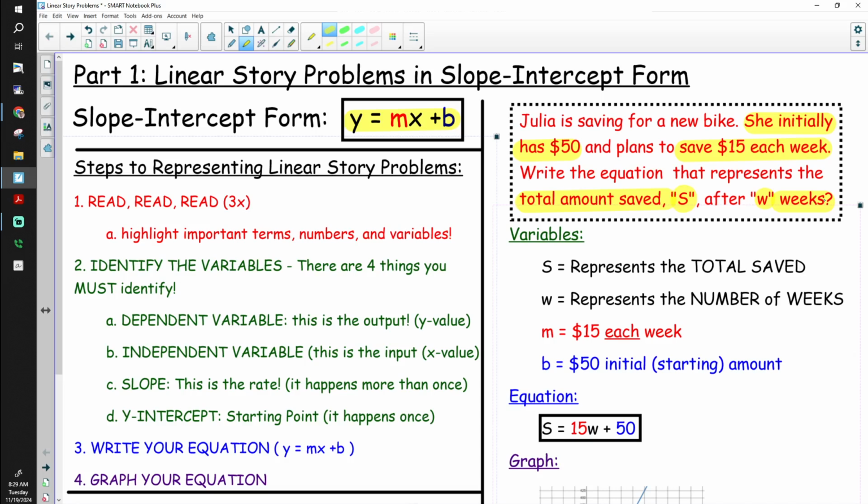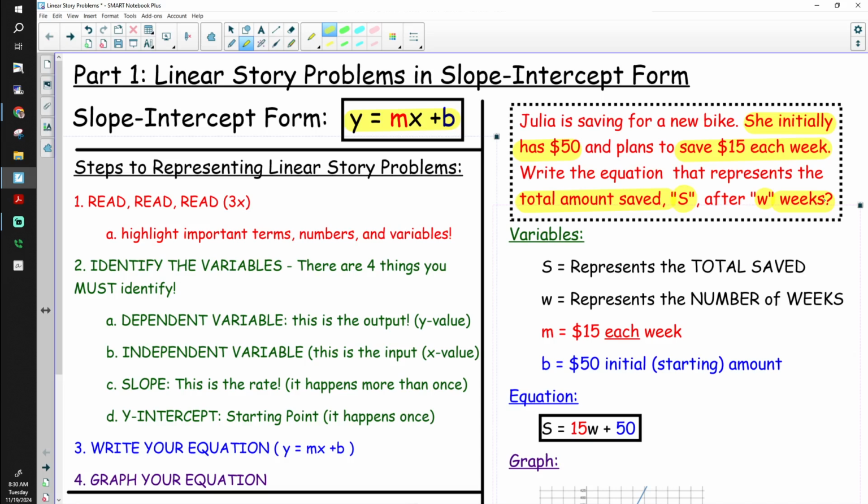So we've read. Of course, we stretch that out, but you'll get good at it. You won't have to hear me blabber about it. You'll be able to just do it. Second step in green here. We need to identify the variables.